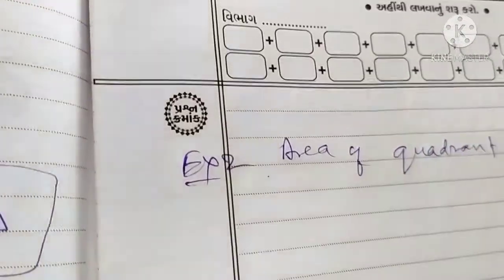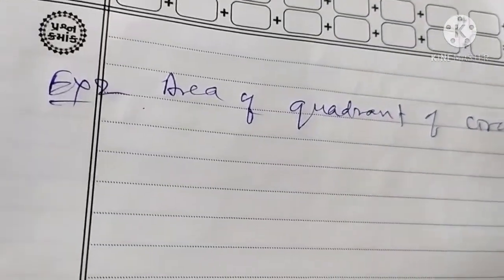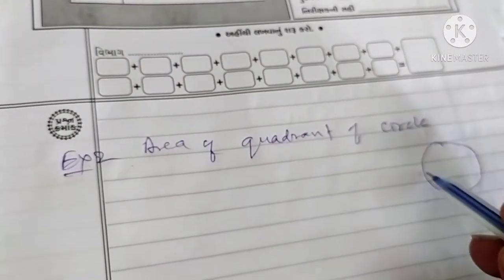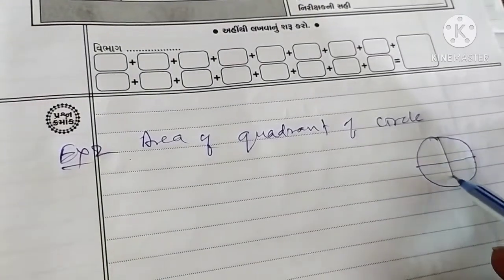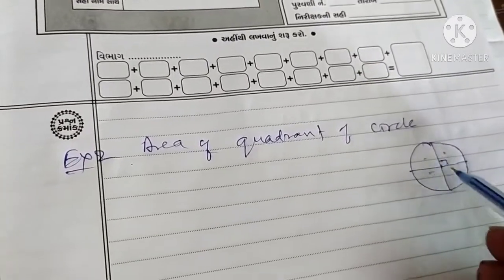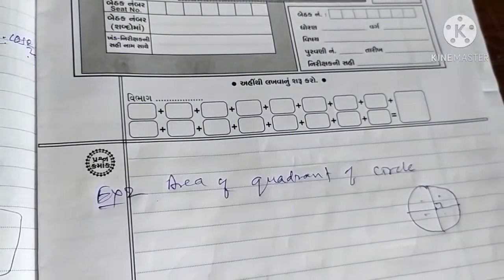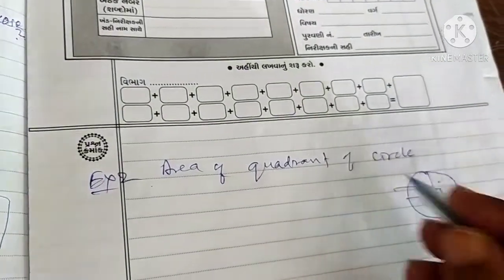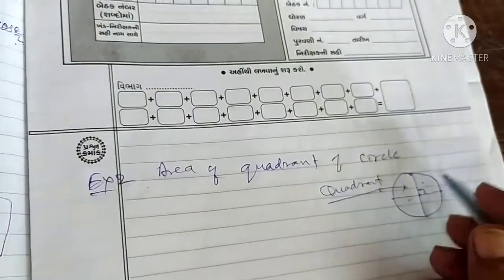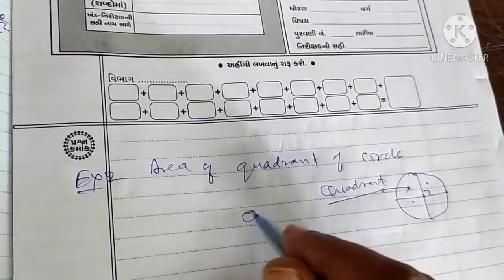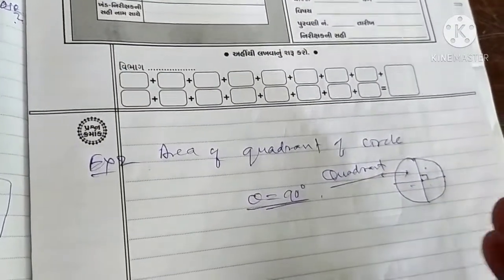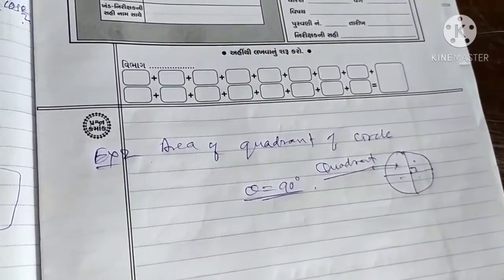What is a quadrant? Quadrant means, see, divided into 4 parts, no? If I draw a circle and draw one diameter, and another diameter making 90 degrees at the center, we get the circle divided into 4 equal parts. So each of these 4 equal parts is known as a quadrant. Okay? Clear, children? Please remember it, where theta equals 90 degrees. So you got the meaning of the quadrant. A quadrant is 1/4 of the area of the circle.